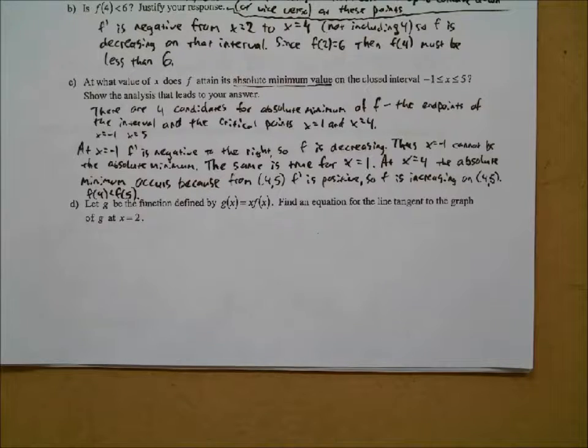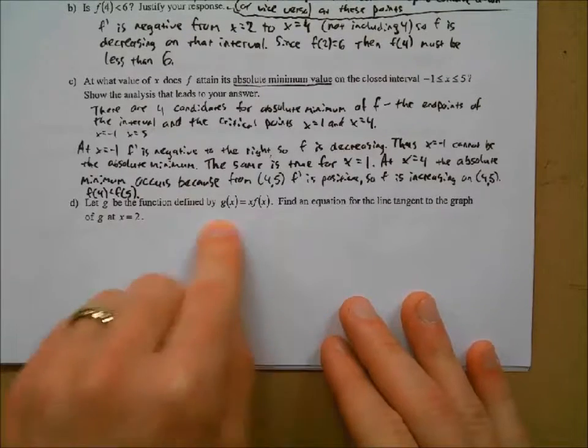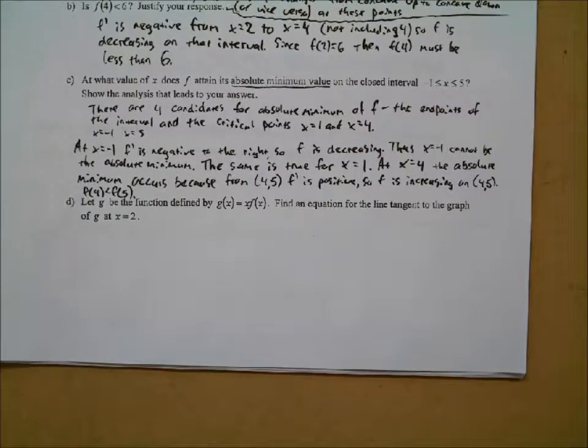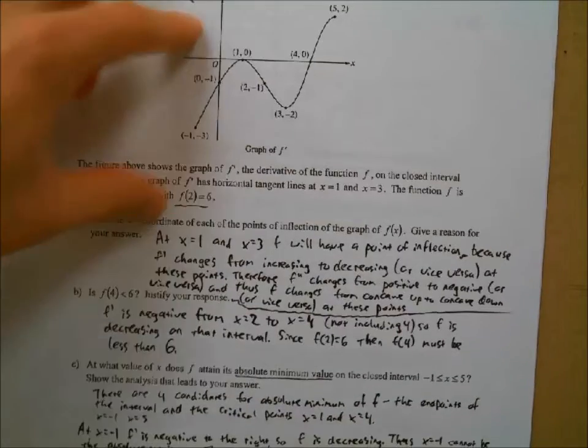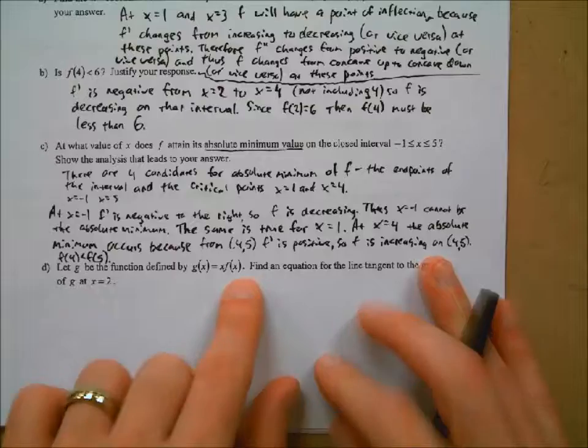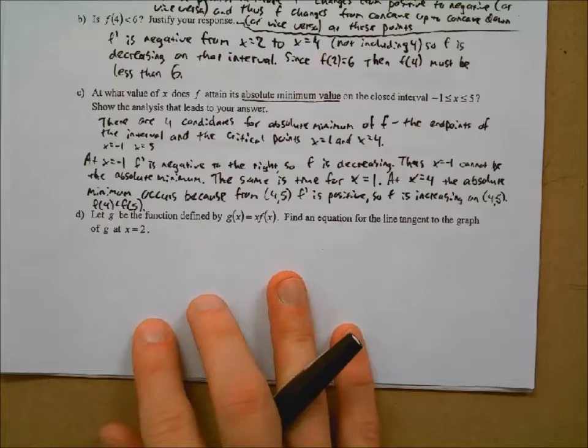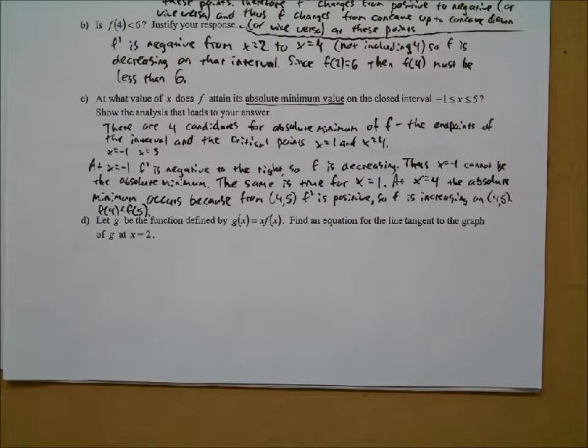Right. So D, let g be the function defined by g of x equals x times f of x. Find an equation for the line tangent to the graph of g at x equals 2. Okay, so again, this is a bit of a weird situation, this new function g that shows up, which is equal to x times f of x, and we want to find the equation of a tangent line to the graph of g at x equals 2. So we don't know a whole bunch about f, we know even less about g, but even with that little bit of information, we can write the equation of a tangent line. And again, it's our fundamentals that will guide us here.